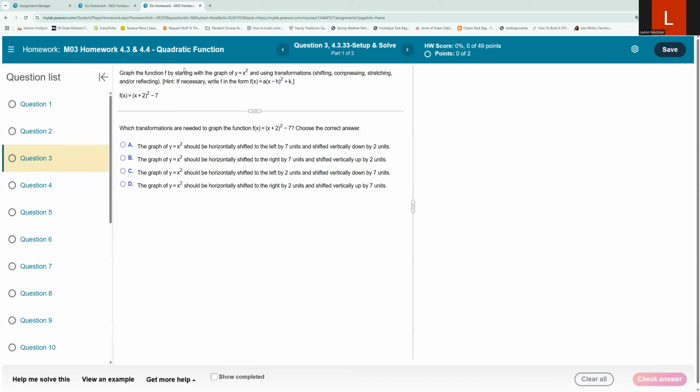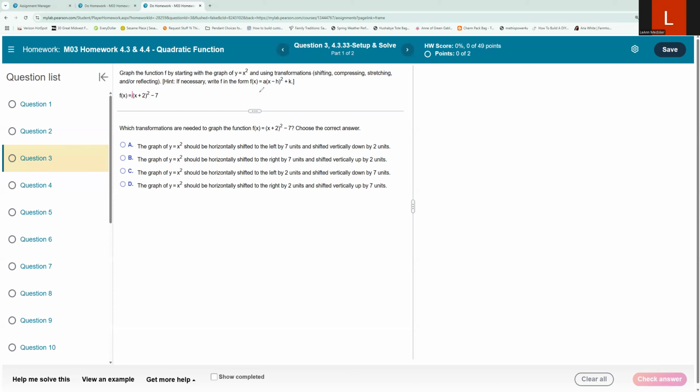It says: graph the function f by starting with the graph of y equals x squared and using transformations: shifting, compressing, stretching, and/or reflecting. If it's necessary and it's not already written in this form, write it in that form for yourself. Notice they do already have it in this form. You just have to understand that there is a 1 in front of that.